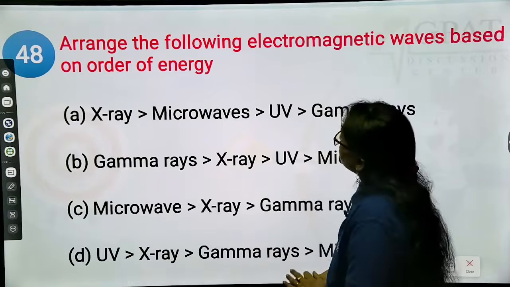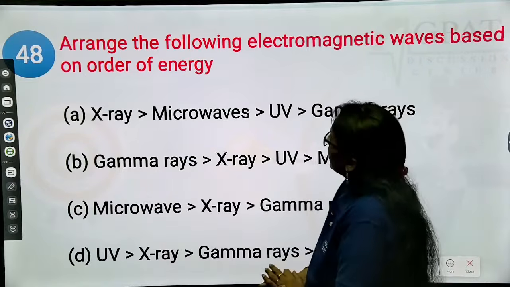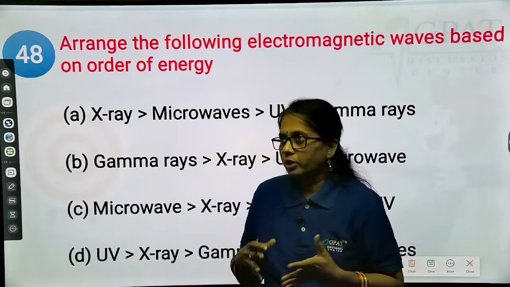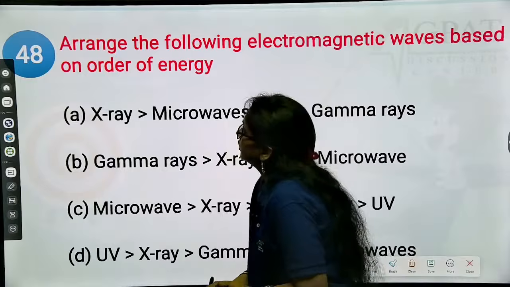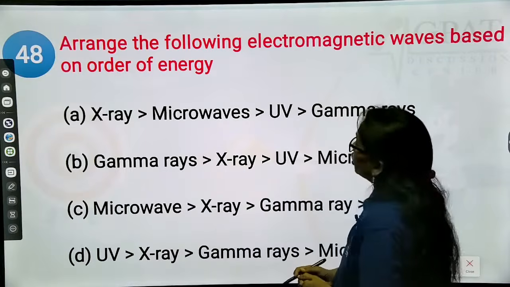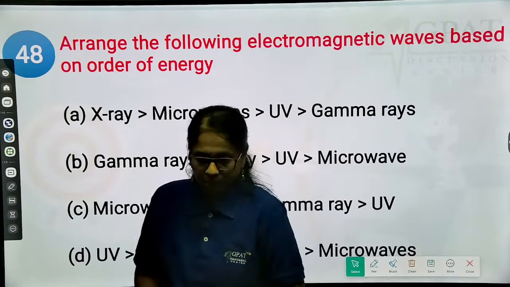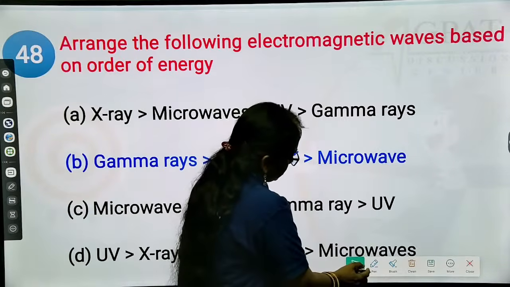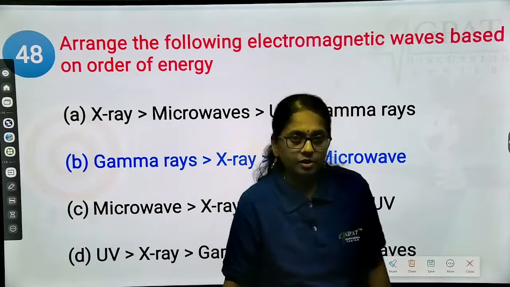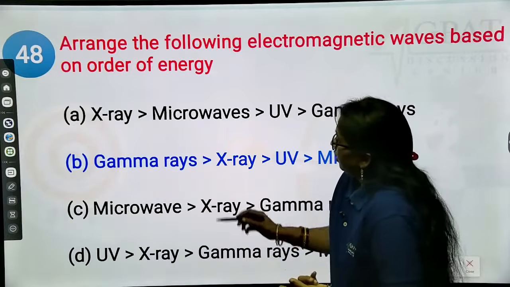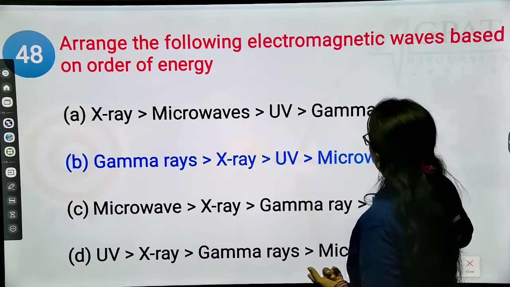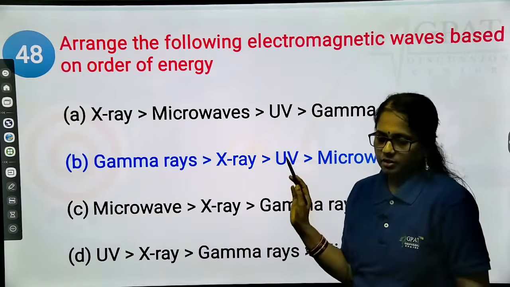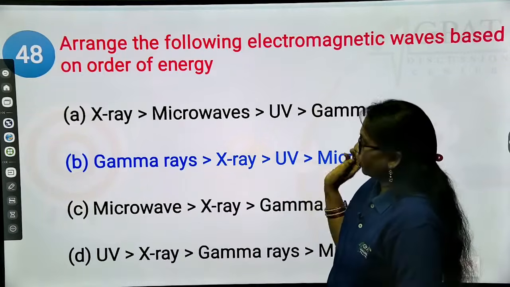Next, arrange the following electromagnetic waves based on order of the energy. So many questions we have seen today in terms of energy. Here again they are asking about electromagnetic waves based on the energy. Already we have answered one question related to this. Let us see the sequence: X-rays, microwaves, UV rays, gamma rays. Actually, this is a jumbled order, so the order is not proper.